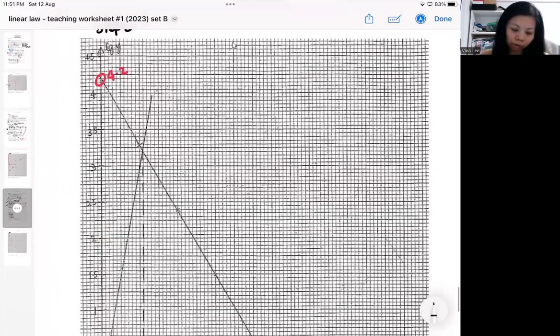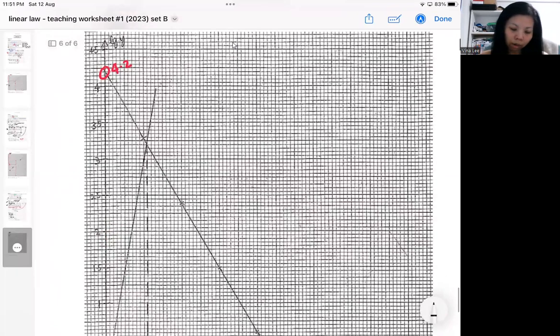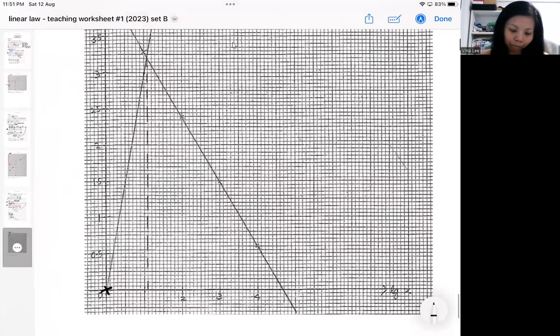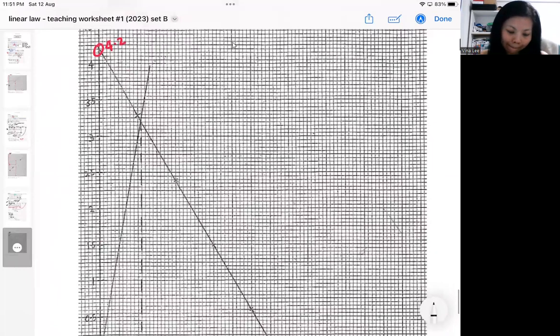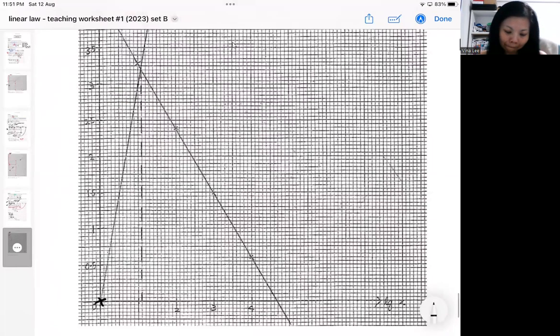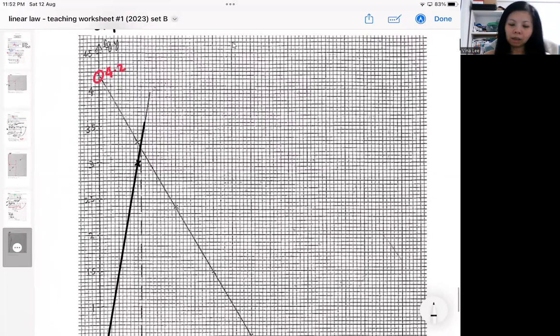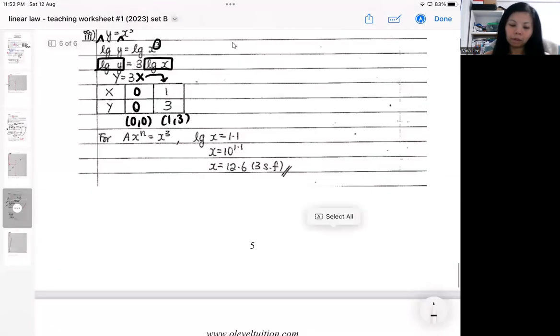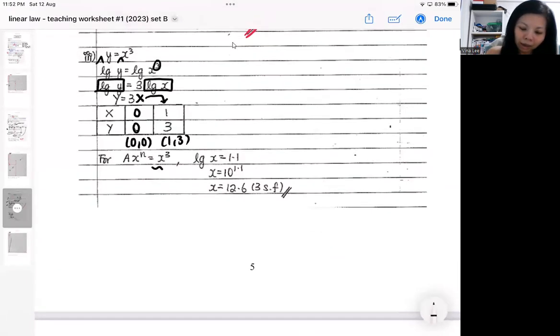So essentially, it will just be a 0, 0 on the same graph and 1, 3 on the same graph. So I'm going to draw 0, 0. I'm going to draw 1, 3. 1, 3 is here. And then you join up. You will see an intersection. So this will be the line. This will be the second line that you're supposed to draw in. So this is like the second graph. And then this is like the first graph. The first graph that you have drawn.